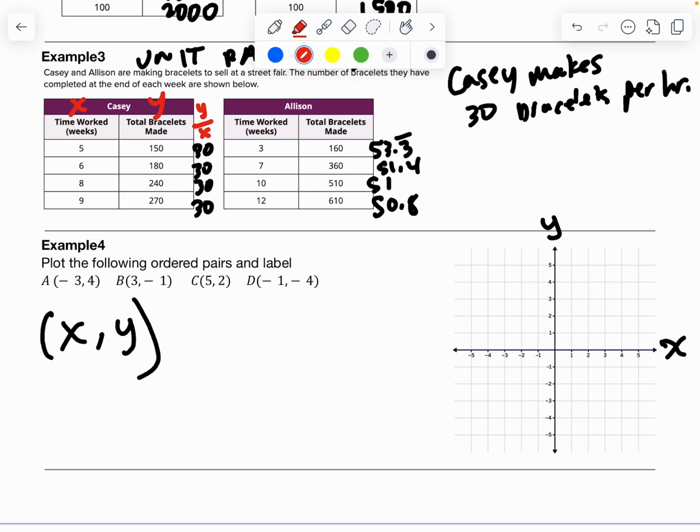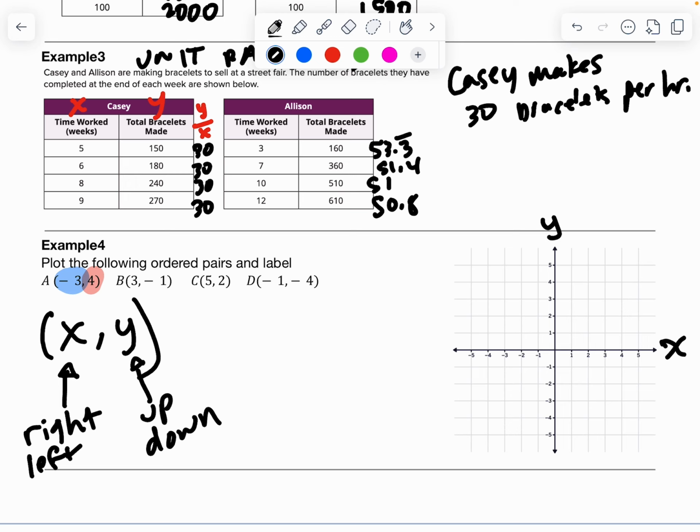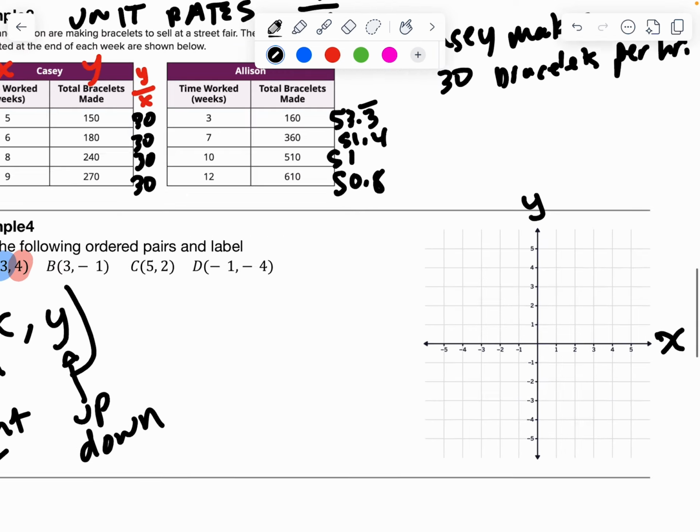So the first number is x, the second number is y. If I look at the first number being -3 and the second number being 4, what this says is I start at the origin, which is right here at the center, and I go 3 to the left. The first number tells us to go right or left. The second number tells us to go up or down. Right and up are positive, left and down are negative. This is just one of those things in life you gotta figure out. I can't give you tricks and hints to memorize this. You just gotta remember. So the first number is x.